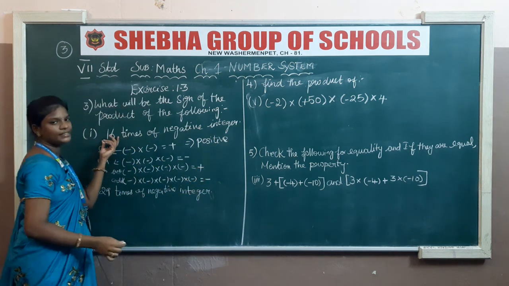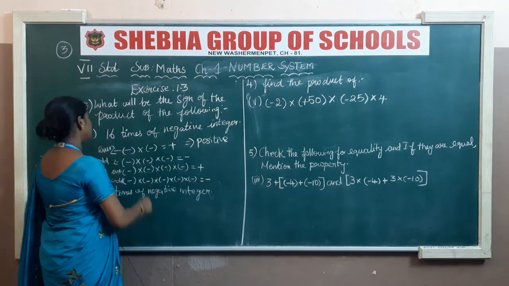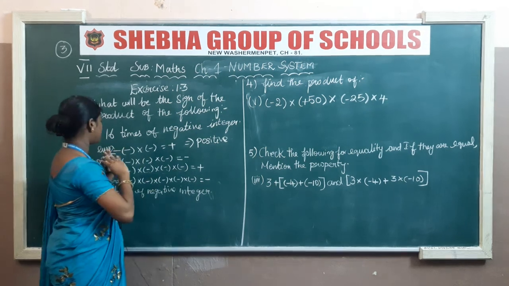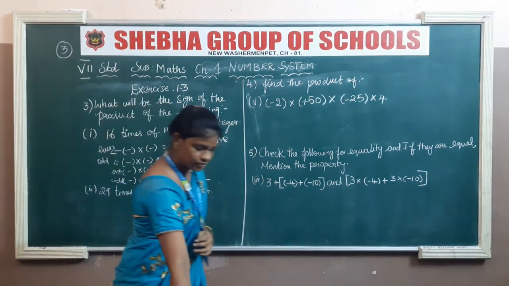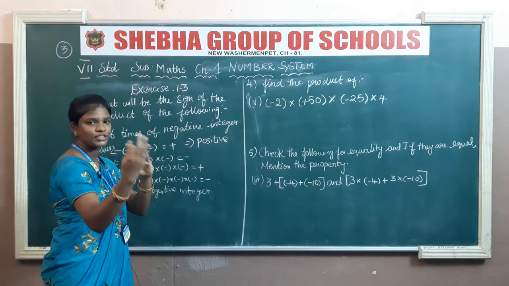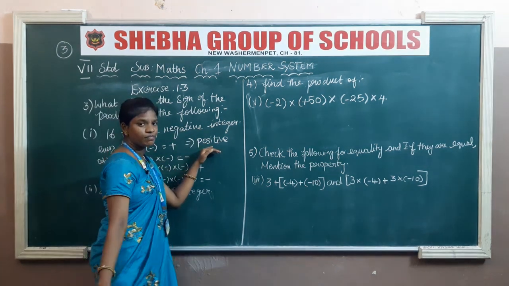Because 16 is even, so this is positive. So for 16 times of negative integer, we have to count the minus signs only. Okay, so 16 times of negative integers, minus going through 16, so the value is positive.